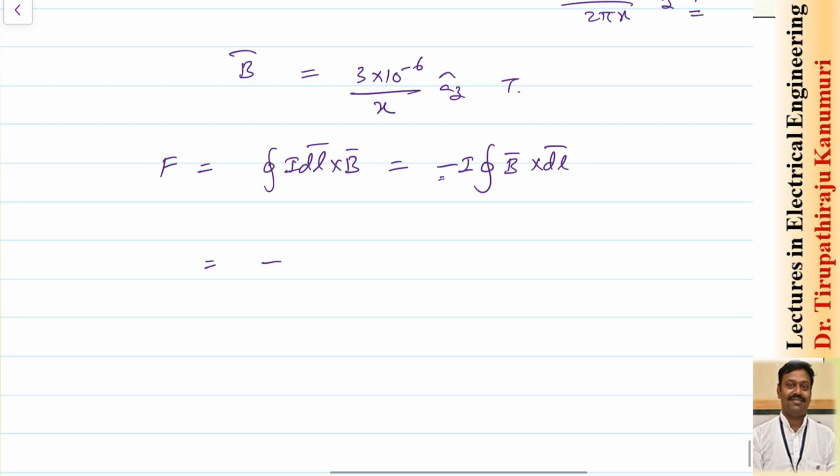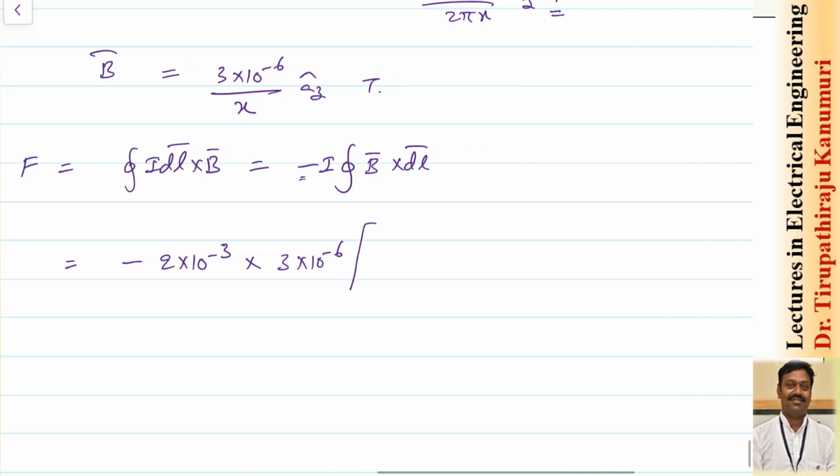So this I can write as minus 2 into 10 to the power of minus 3, that is the current, multiplied by 3 into 10 to the power of minus 6 into the integration of B cross dL. So I am applying different loops. First, I am varying x from 1 to 3. This is Az by x, which I will cross with the differential length, dx in the x direction.